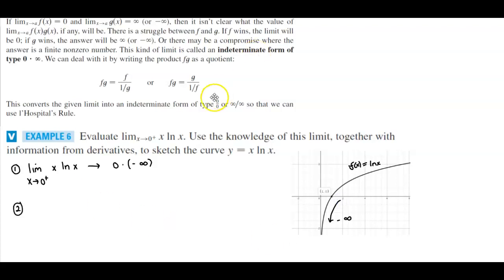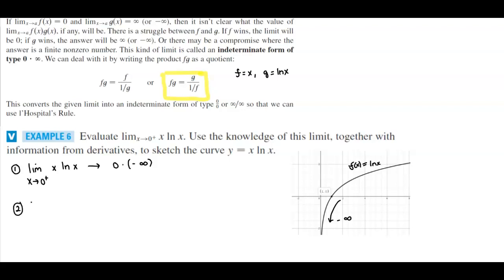So we determine that this kind of limit is called an indeterminate form of the type 0 times infinity. So we're going to have to deal with it by writing the product f times g as a quotient. We can either use this form or the second form. Well, we have x and then we have the natural log of x, so we're going to use this form, where we let f represent x and we'll let g be the natural log of x.